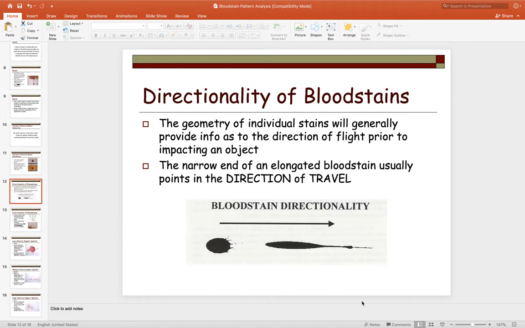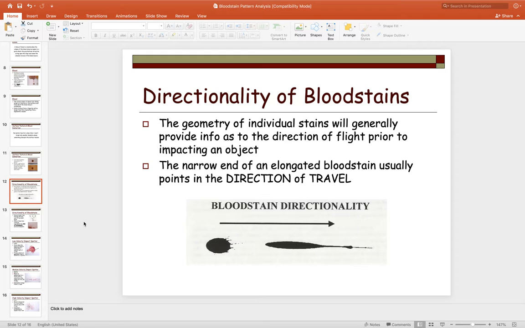So, in this particular PowerPoint, you could see that the primary mass is here and here as well. And this one's easy to tell where the direction is because you have the primary mass and then you have this very, very long spine that occurs. So in this case, you can see the satellites that indicate directionality for the first particular blood spatter.